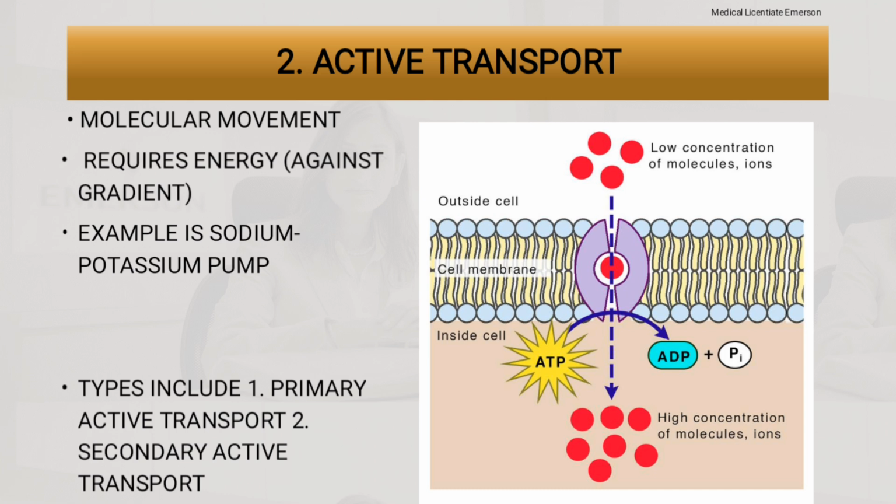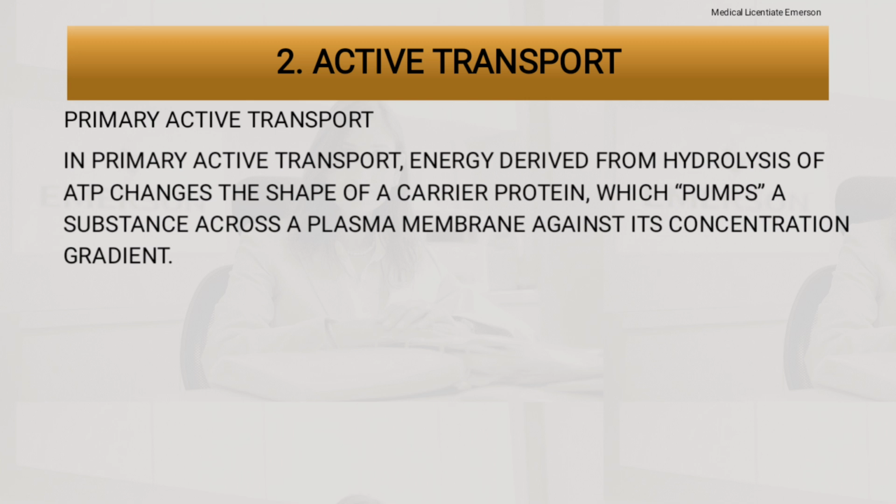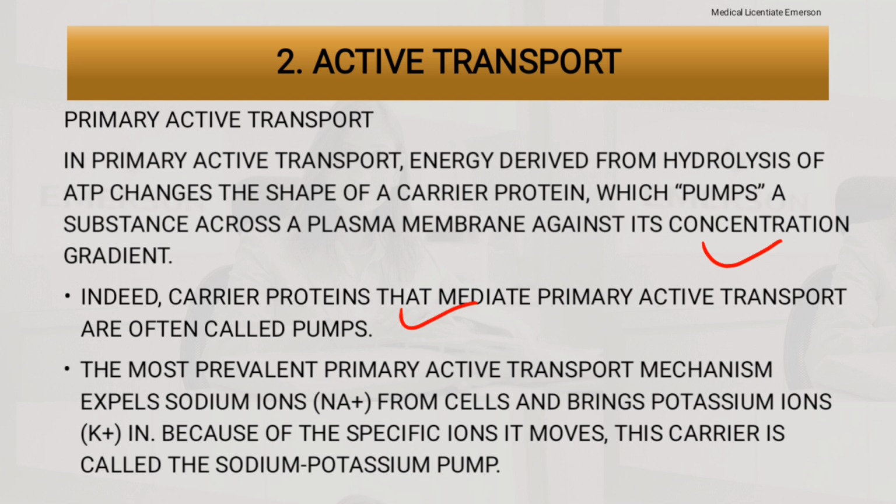And this is the illustration where we have a low concentration of molecules or ions outside the cells, which move against a gradient using energy. Okay. Then going further into primary active transport, the energy derived from the hydrolysis of ATP changes the shape of a carrier protein, which pumps a substance across a plasma membrane against its concentration gradient. Indeed, the carrier proteins that mediate primary active transport are often called pumps. The most prevalent primary active transport mechanism expels sodium ions from cells and brings potassium ions in. Because of the specific ions it moves, this carrier protein is often called the sodium potassium pump.